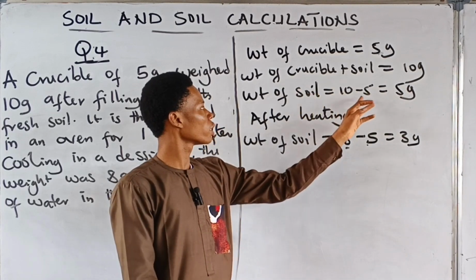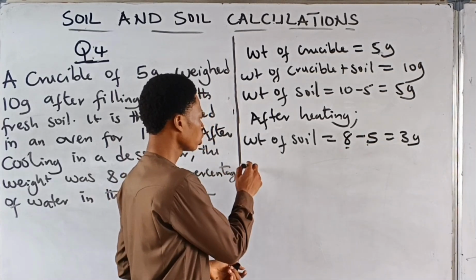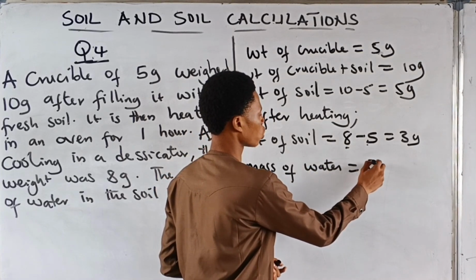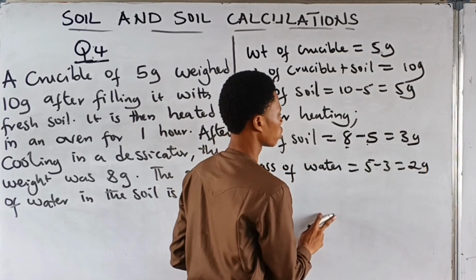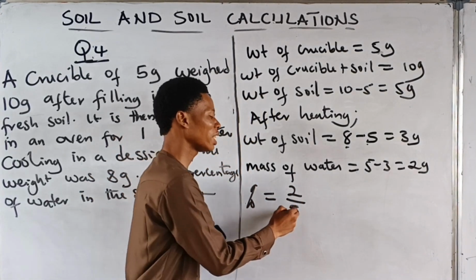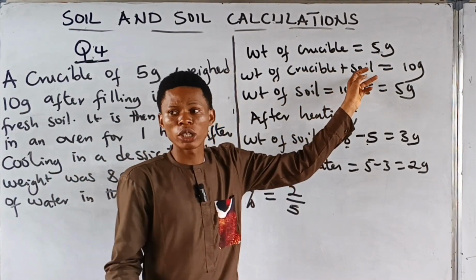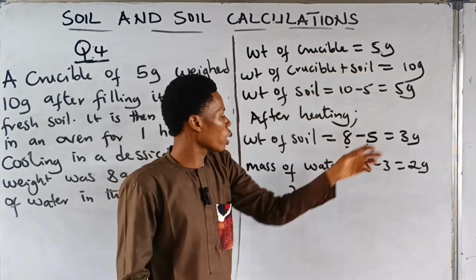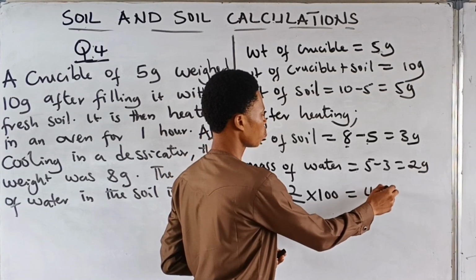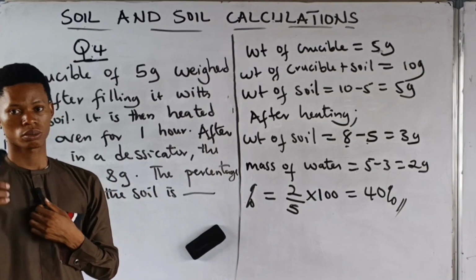So if wet soil is 5 grams and dry soil is 3 grams, it means the mass of water in it was what? Is equal to 5 minus 3, right? Which is what? 2 grams. So percentage of water in the soil will be 2 over what? 5, not 10. That's the mistake most of you make. The 10 here is crucible plus soil, but the soil alone is 5. So 2 over 5 times 100, which will give us what? 40%. That's the answer to that question.